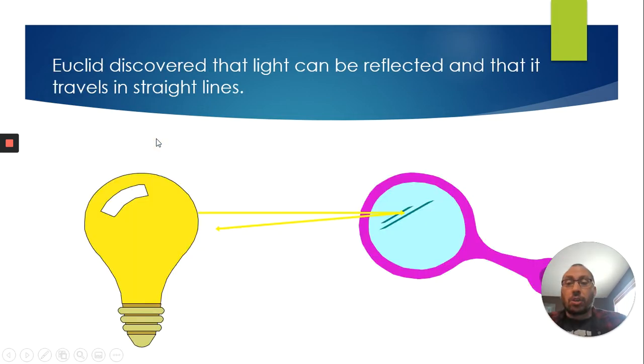Then we've got our friend Euclid. Euclid discovered that light can be reflected and that it travels in straight lines. This is really important for that demonstration we have. And he demonstrated this by using mirrors. Okay, so light travels in straight lines and it can be reflected. Both of those are two very important properties of light.